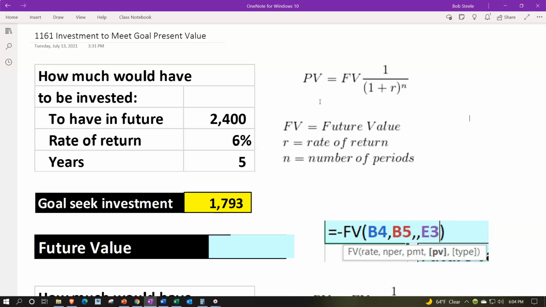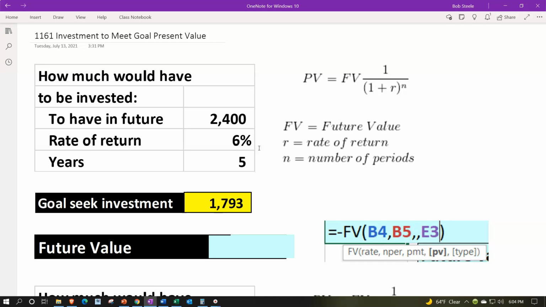How much would we have to invest to have in the future $2,400 with a rate of return of 6% in 5 years? So we're not talking about a situation where we're going to make multiple investments in this case. We're going to make a one-time investment and just let it grow at what we assume or estimate will be 6% to get to the end result of the $2,400 from that growth after 5 years.